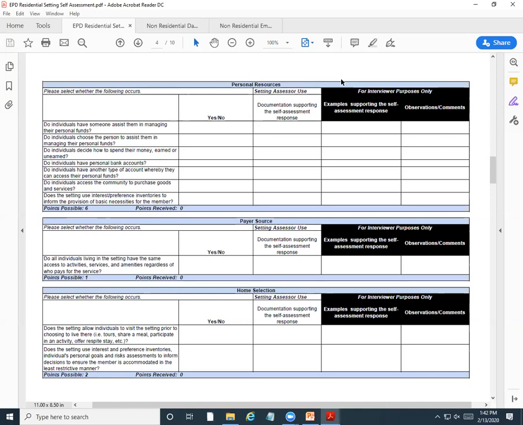And to prove this, or for the documentation, it could even be something as simple as a sign-in sheet showing that other people can come into that setting and interact with the members as they need to.